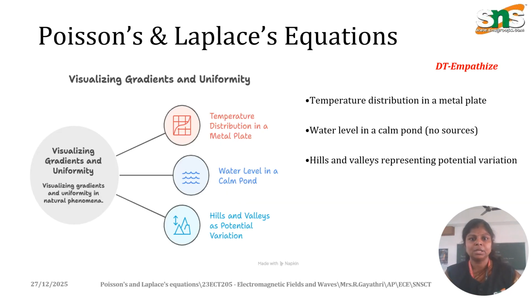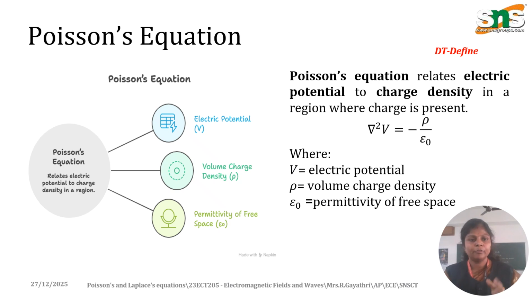Coming to the analogy part of the Poisson and Laplace equations, we know that temperature is distributed in a metallic surface, and water level will be there in a river with no sources, and hills and valleys represent our potential variations. With the help of gradient, divergence and curl, we can derive the Poisson equation, which relates the electric potential and charge density in the region where the charges are present.